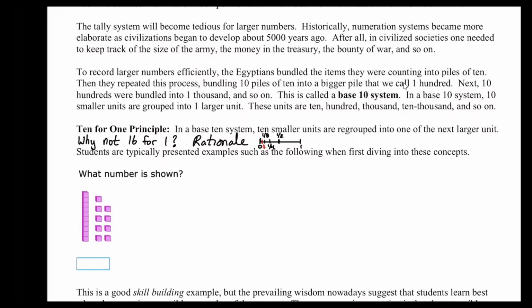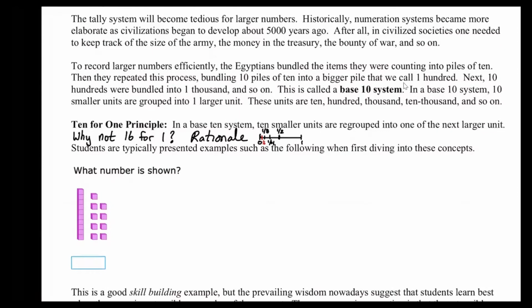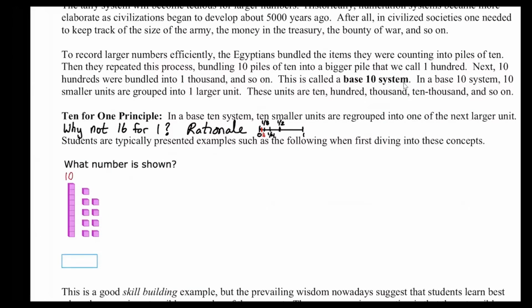So the students are typically presented examples such as the following when first diving into these concepts, and it'll say stuff like what number is shown, and it's really just to get their feet wet. The idea behind this example is to help them develop a skill. Okay, I know that the long stick there is worth 10, because it's a base 10 system. The other ones are 1. So this guy here is 10, and each one of these are 1. So we have 1, 2, 3, 4, 5, 6, 7, 8, 9 in all.